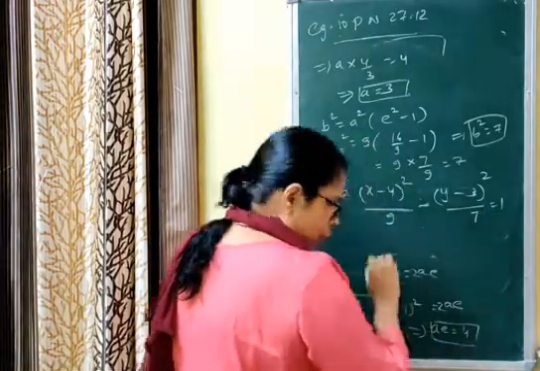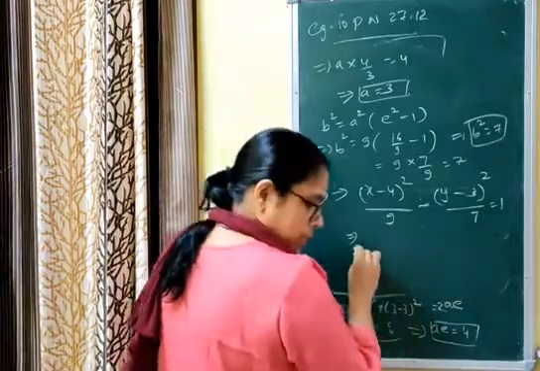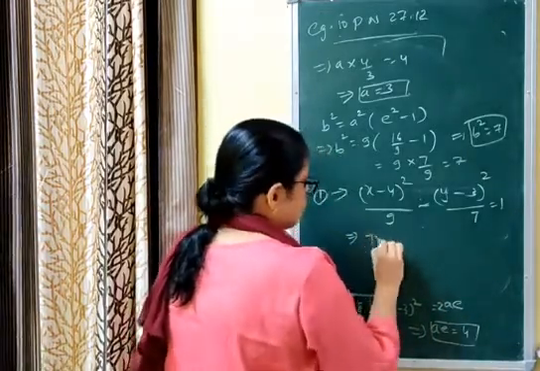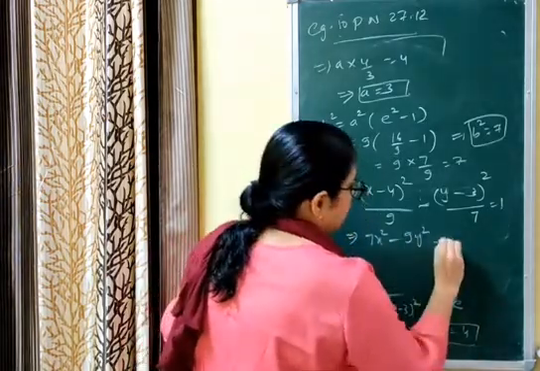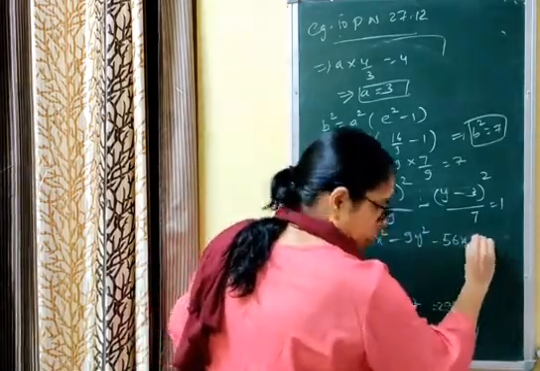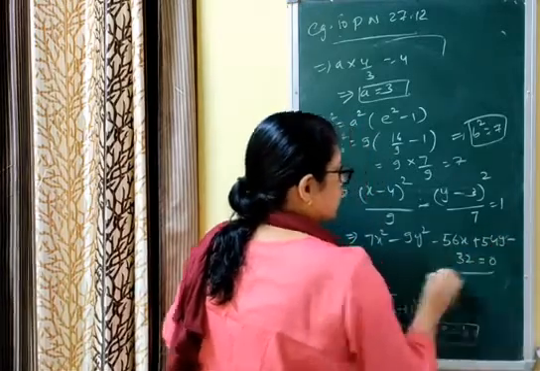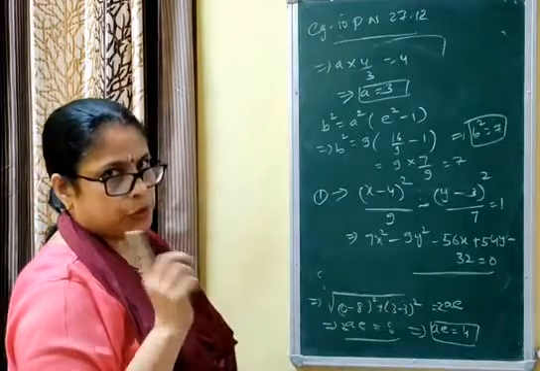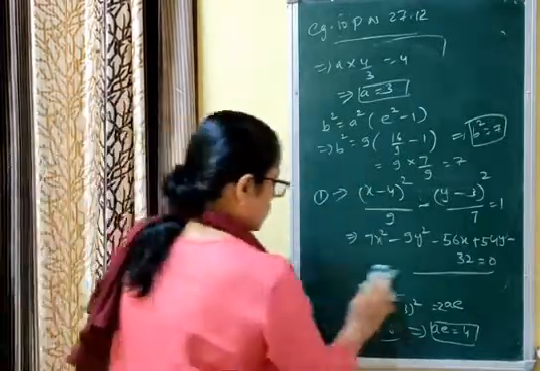If you want to solve it further, by squaring and putting in standard form, you get 7x square minus 9y square minus 56x plus 54y minus 32 equal to 0. I will not show the steps. In this question, we have used the concept of shifting origin as well as the formula b square equal to a square (e square minus 1).